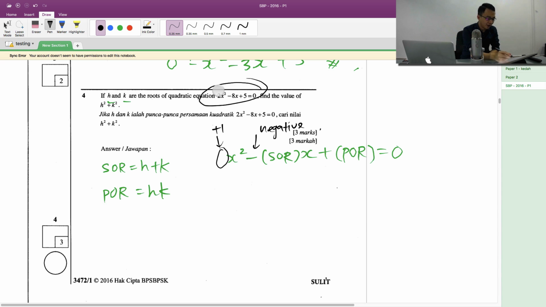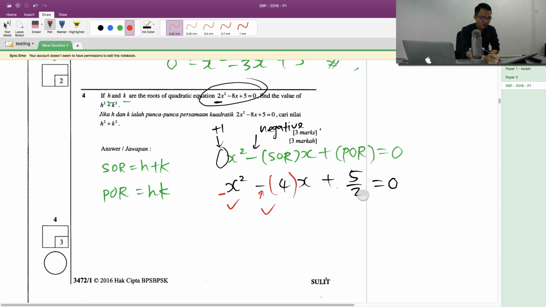So we have the equation here, but the coefficient of x squared is 2. In this case, I will divide by 2 for every single term, plus 5 over 2 equals 0. Now the coefficient is 1, which is correct, and this sign is negative, which is correct. Then I know my sum of roots equals 4, and my product of roots equals 5 over 2.